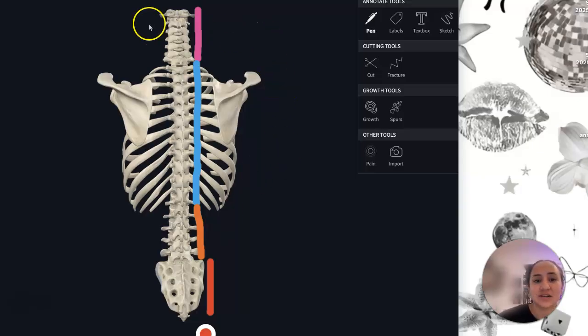So to get started, in the pink we have cervical. In the cervical there is 7 vertebrae. In the blue we have the thoracic, that is 12. In the orange we have lumbar, which is 5. And in the red, we have sacral, which is 4 to 5.